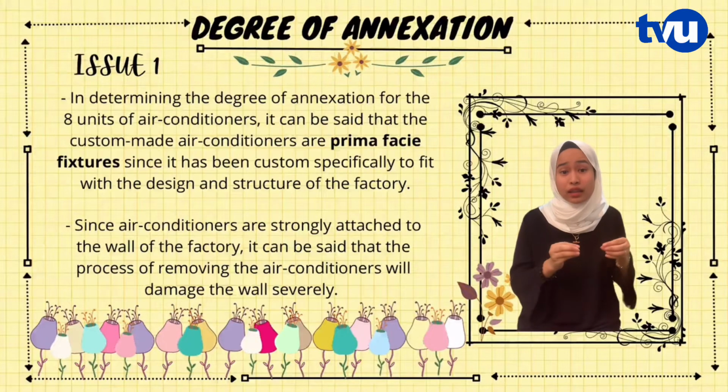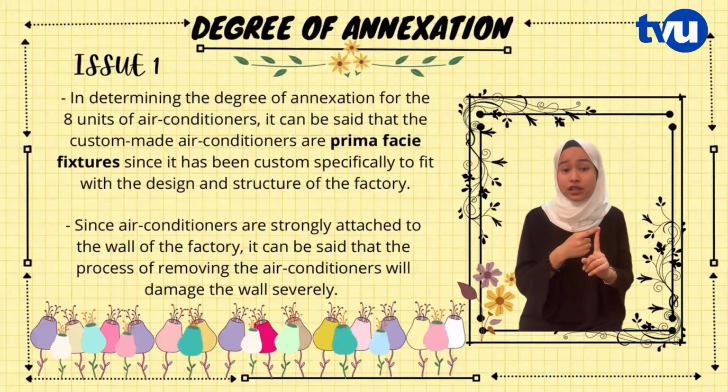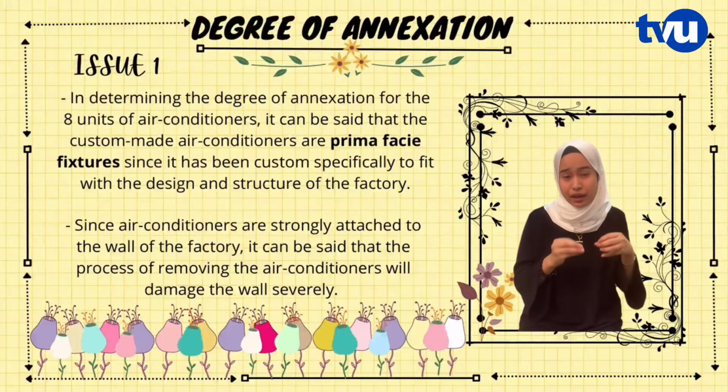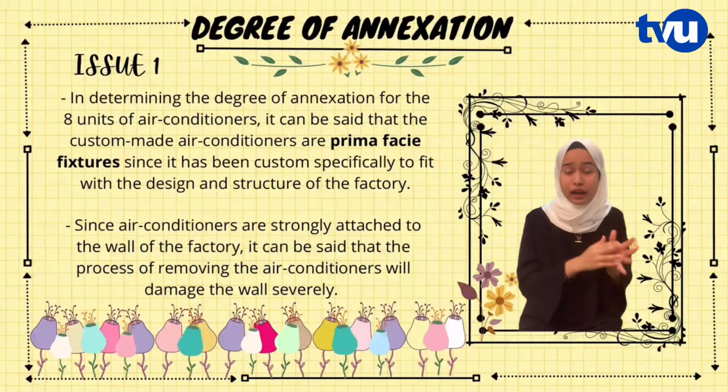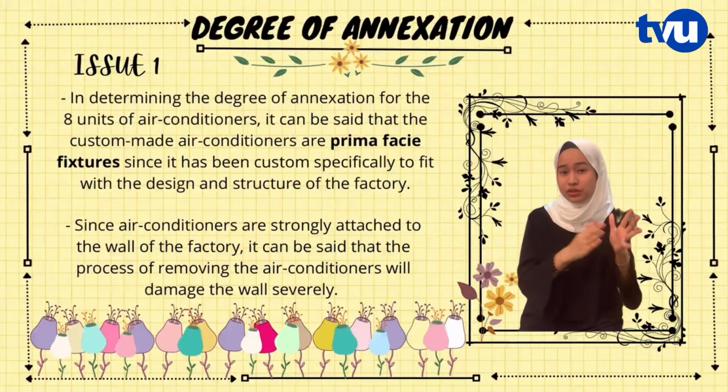In determining the degree of annexation, we must look at two things. Firstly, the level of attachment of the air conditioners to the factory, and secondly, the degree of damage caused if the items were to be removed. Since the air conditioners are strongly attached to the wall of the factory, it can be said that the process of removing them will damage the wall severely.